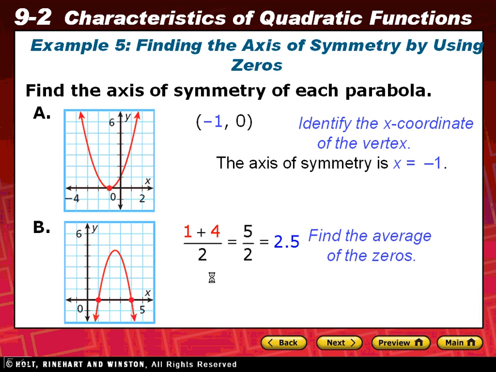Okay? Axis of symmetry is at 2.5. Okay? How are you doing? Is this making sense? Well, I hope so.